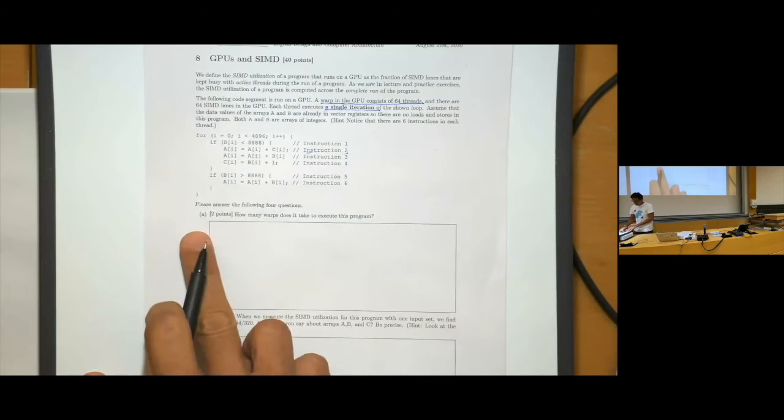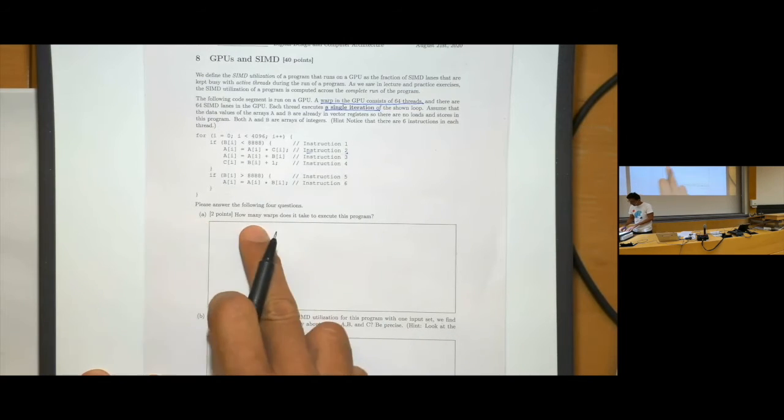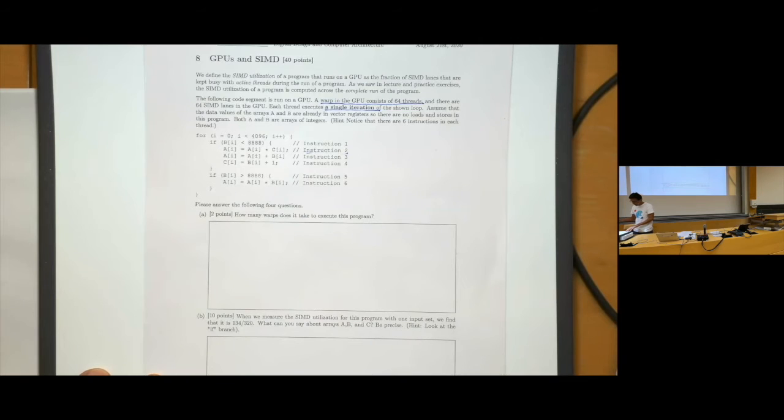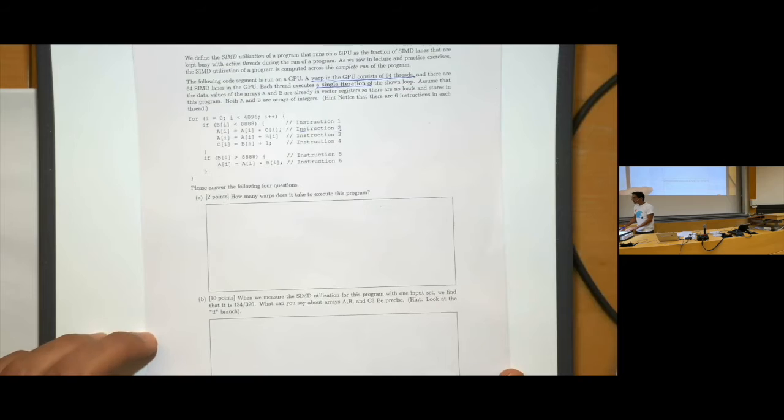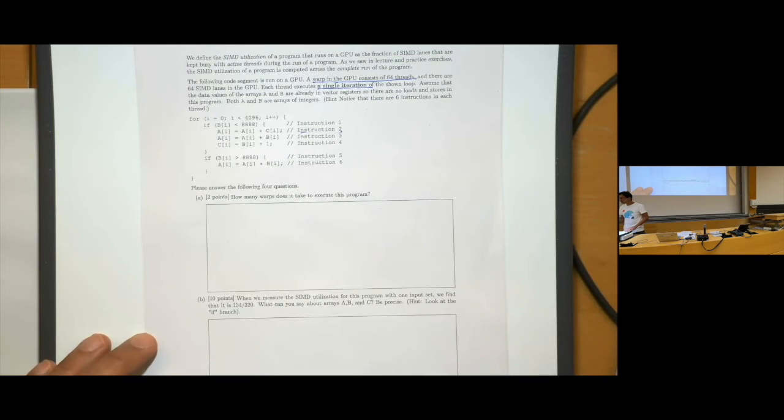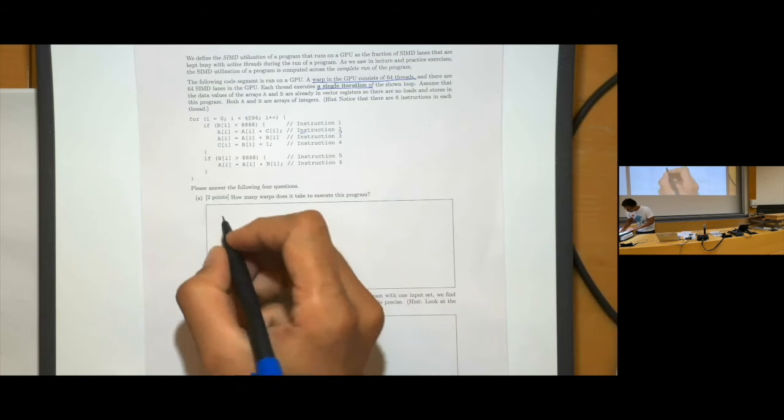Now the question says, please answer the following 4 questions. So let's go one by one. The first one is pretty easy. We always have this question in this type of GPU and SIMD question, and it's worth 3 points. The only thing that should be clear for you is that the total number of iterations is the total number of threads that we need, and what's the number of threads per warp, right? And that's information that the question gives us.